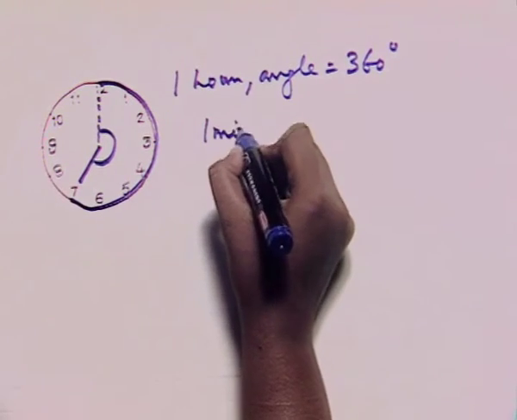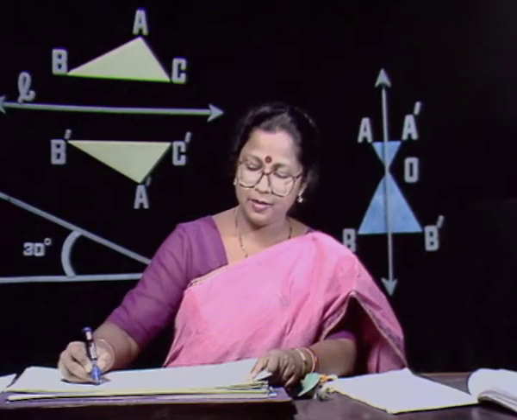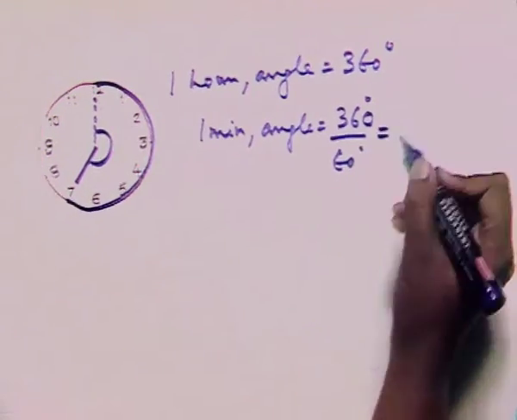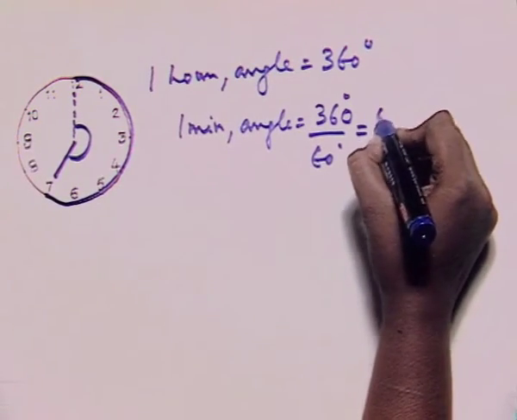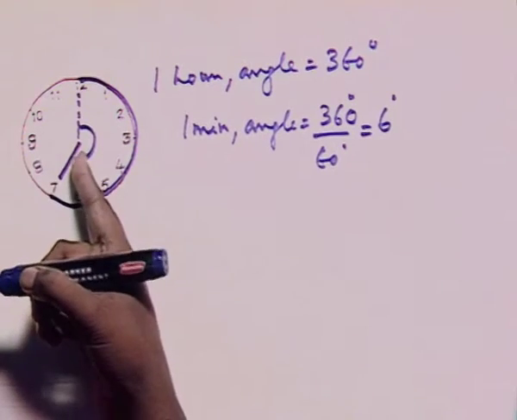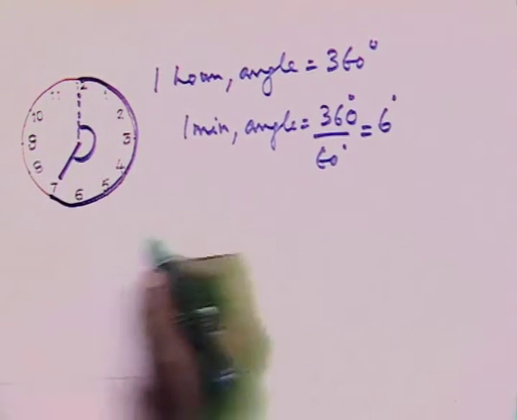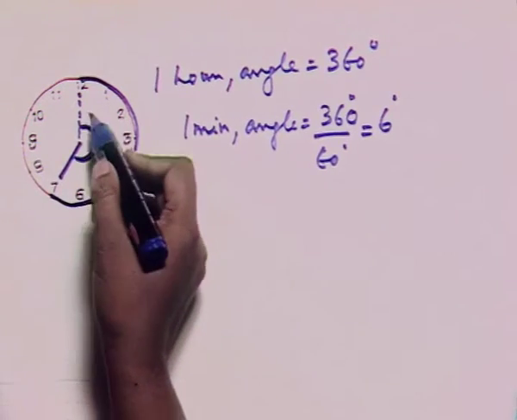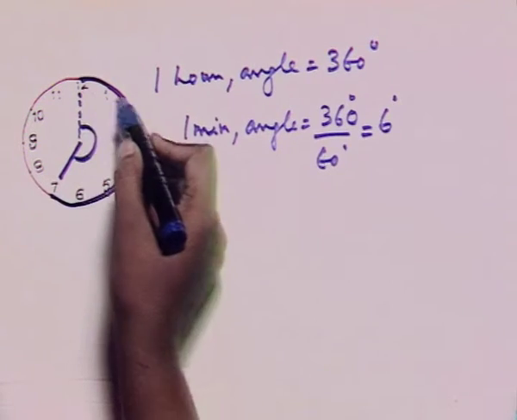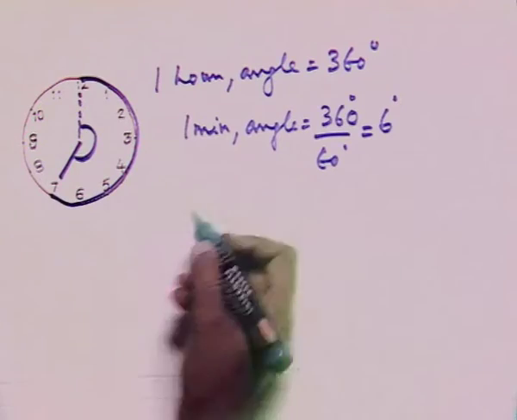In 1 minute the angle made by this minute hand will be 360 degrees upon 60, that is equal to 6 degrees. So, in 1 minute the minute hand moves an angle of 6 degrees. So, how much angle will be made at the center of the circle if this minute hand moves from 12 to 7? That means it moves for 35 minutes.